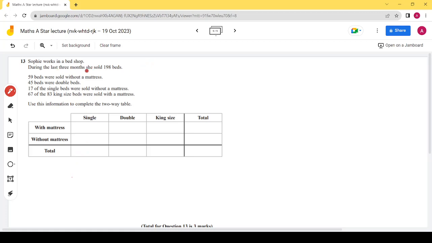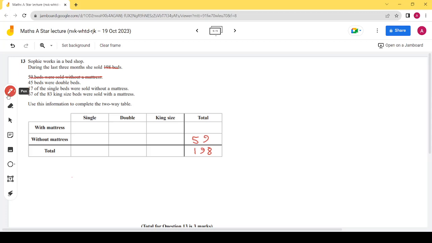So we're told during the last month, she sold 198 beds. So straight away, you can cross that out and just put 198 in the total. And that's the one which is often easy to miss. I find people overlook that first piece of information, which is really probably going to be key for calculations. But we're told 59 beds were sold without a mattress. So we can write without a mattress total equals 59. Again, we can cross that out as we've used that fact.